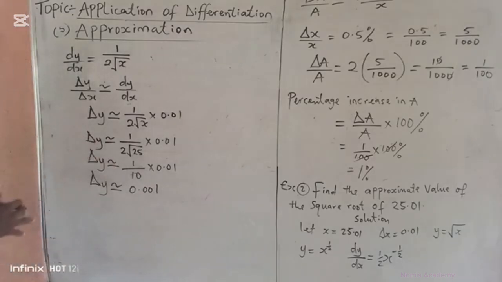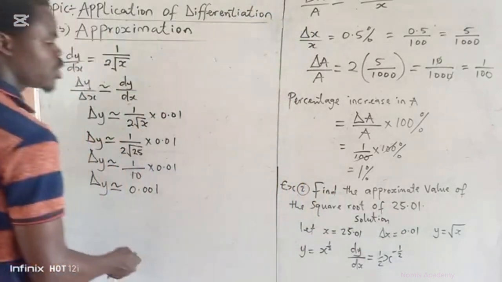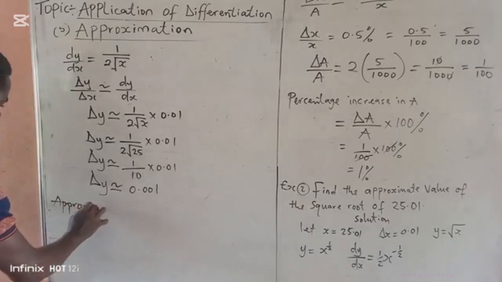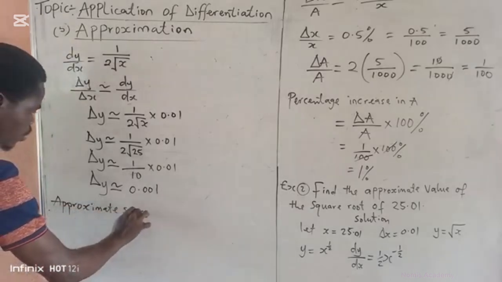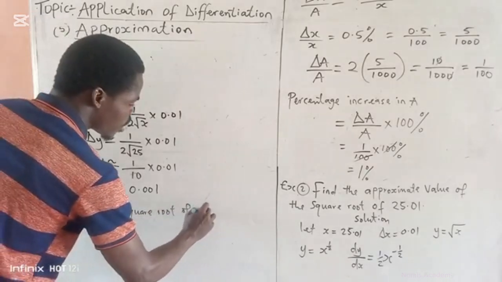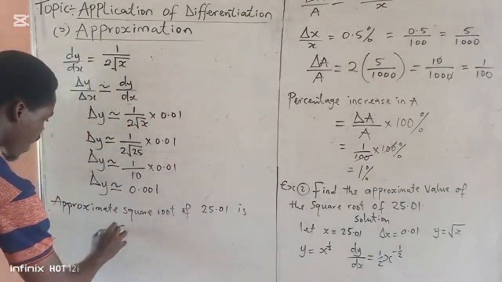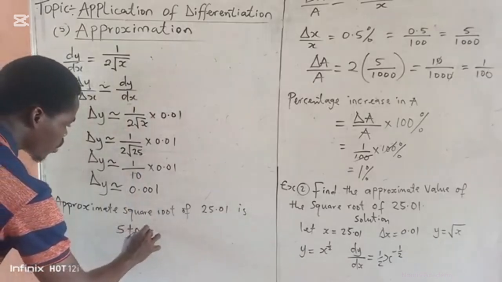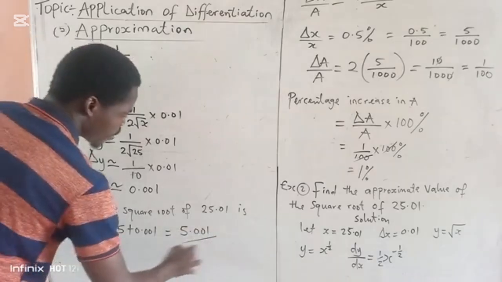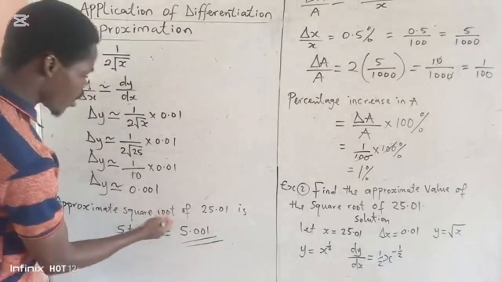Now the approximate value of the question given, the approximate square root of 25.01, is 5 plus 0.001, which is 5.001. So 5.001 is the approximate square root of 25.01.